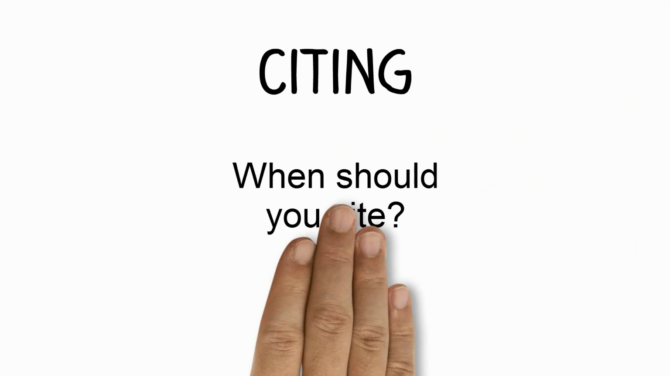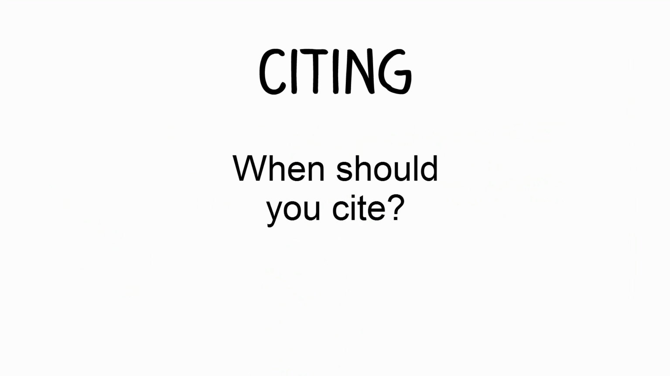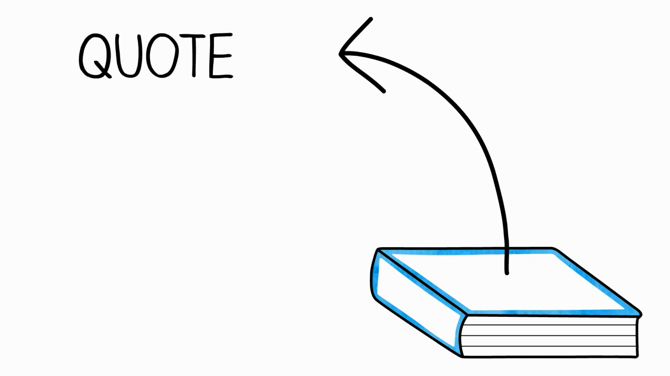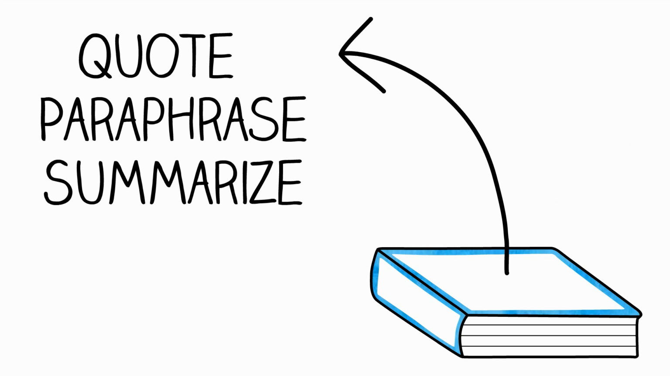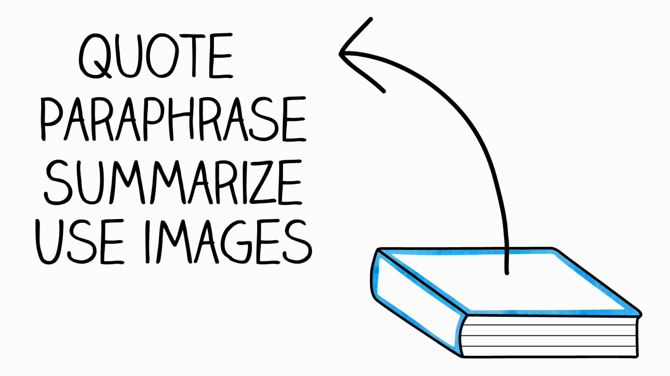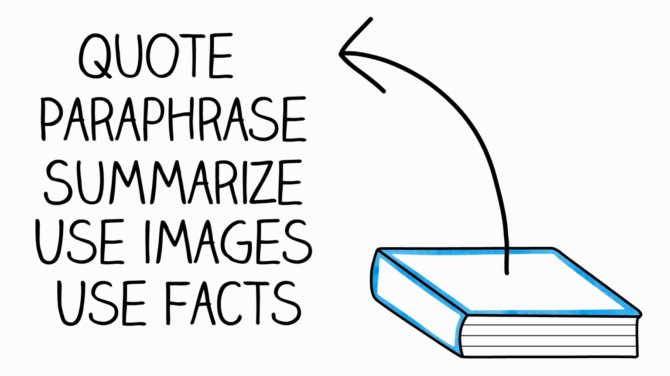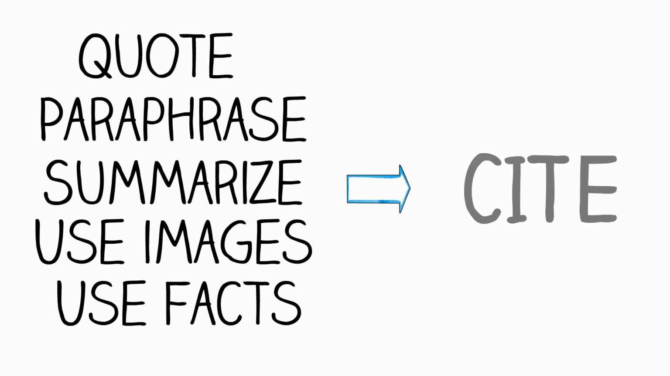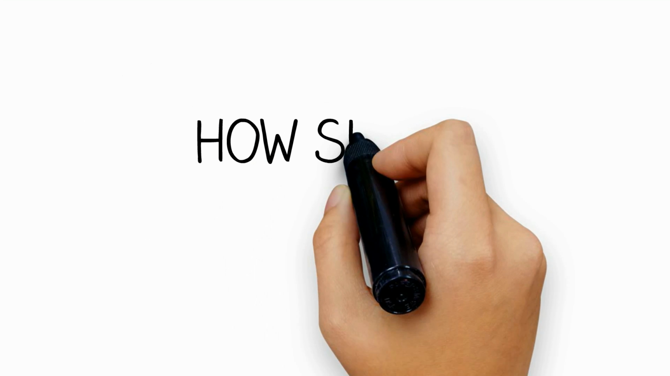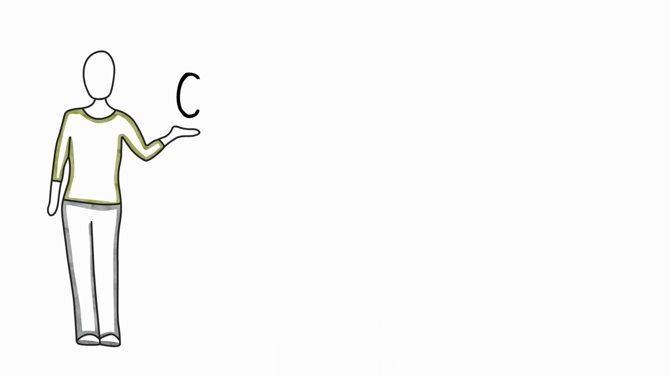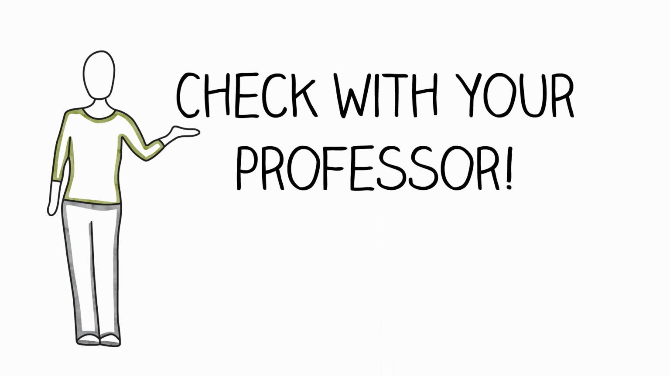Citing. When should you cite? You must cite a source when you quote, paraphrase, or summarize it, use charts, graphs, or images from it, or include facts that you learned from the source that are not common knowledge. How should you cite? Check with your professor to confirm his or her requirements.